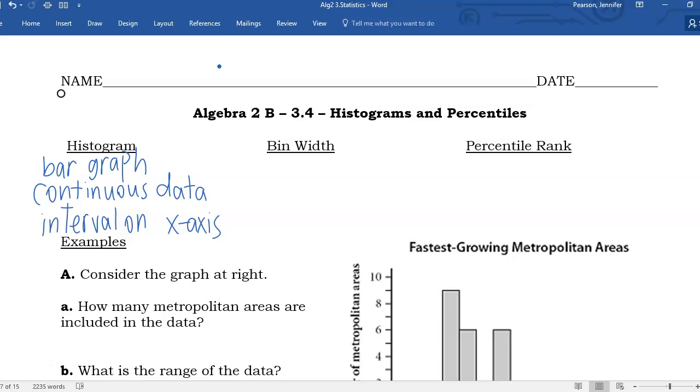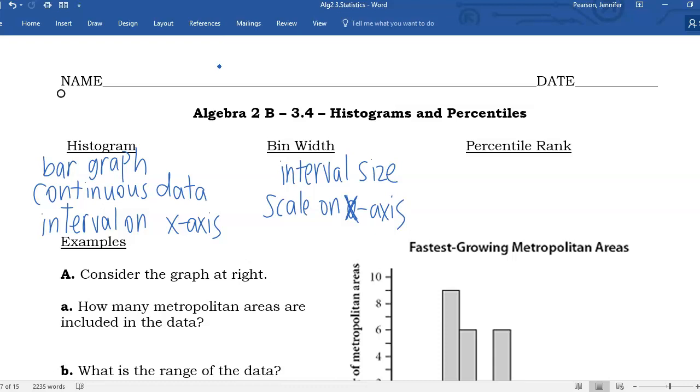And that interval is what we call the bin width. Interval size. Basically the scale on the x-axis.